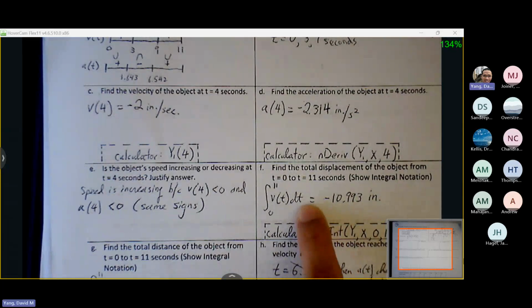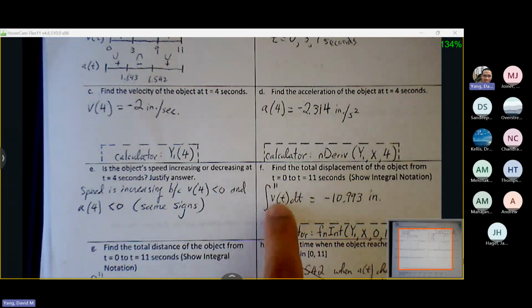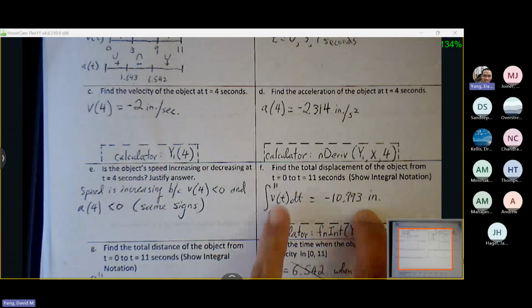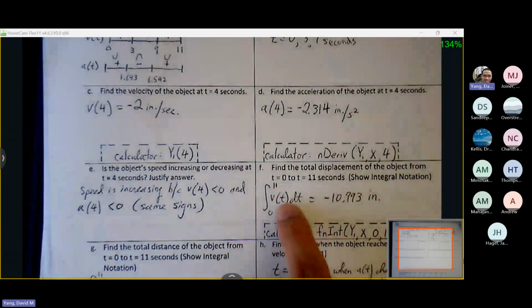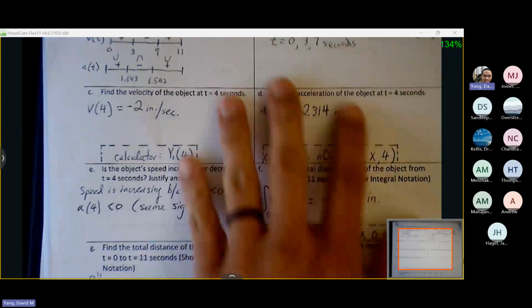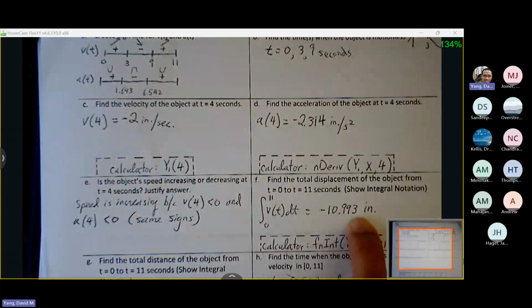Total displacement is just the definite integral from the lower bound to the upper bound of v of t. So I want to see that v of t notation, as well as plugging in and finding your numeric value. Displacement is not going to be inches per second because we are taking the antiderivative of velocity. So we're transforming it to something at the position level, so it's going to be in terms of inches.